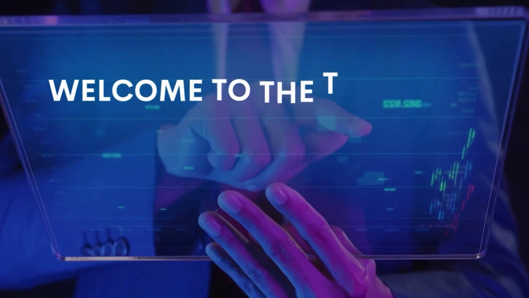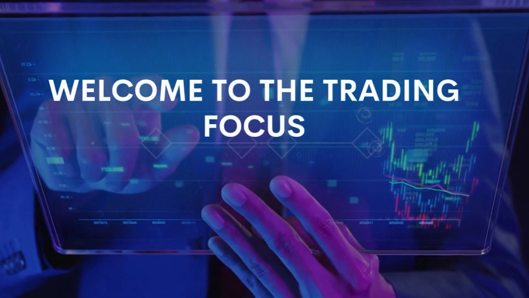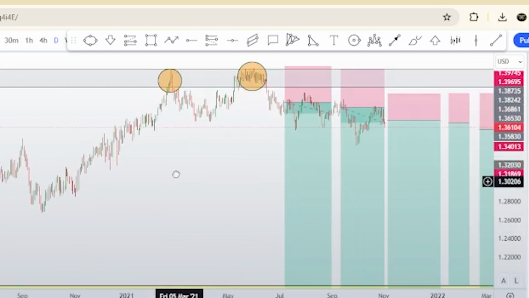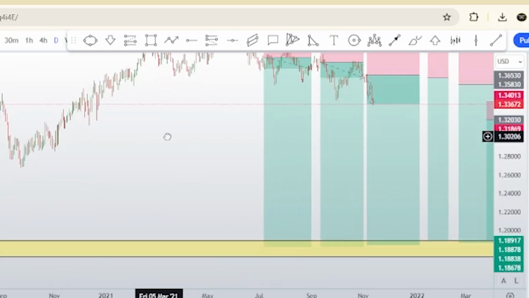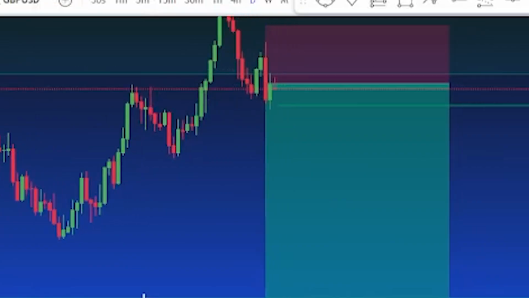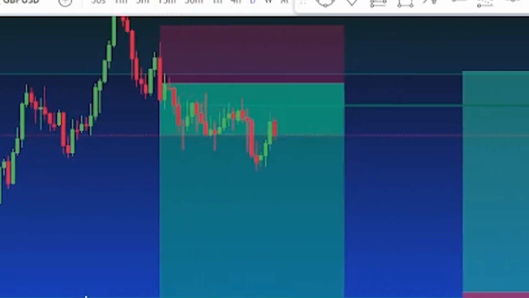Welcome to Trading Focus once again, guys. In today's video, I'm going to teach you how you can enter from reversal areas and consistently take entries to other reversal areas. How can you deal with the internal areas?